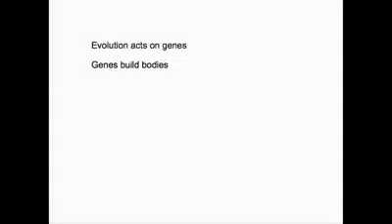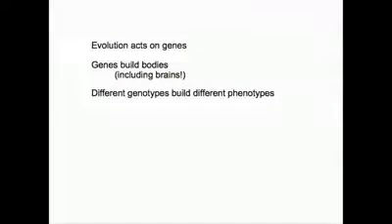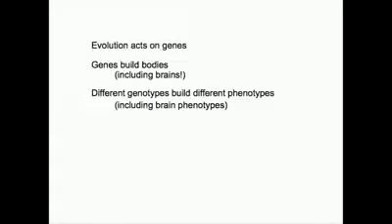So, evolution acts on genes. Genes build bodies, and part of your body is your brain. In fact, it's an extraordinarily important part. It's the part that contains all your memories, your knowledge, your perception, your personality. Different gene configurations, or genotypes, build different kinds of body configurations, or phenotypes. The brain is no exception. Different brain structures, different brain organization is built by different gene configurations. So the first principle that we have is genes build brains.